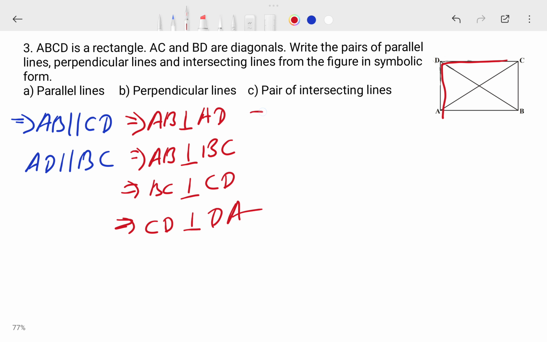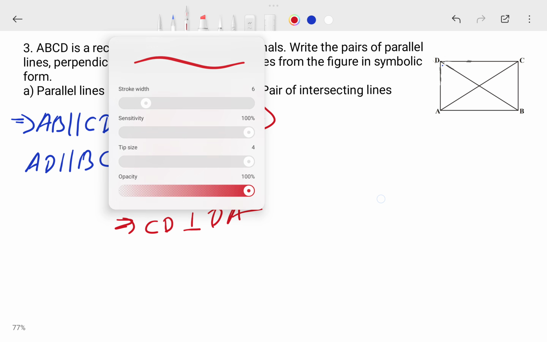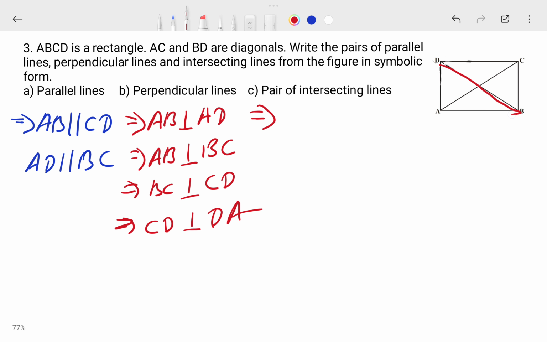Now let's talk about the third one. The third answer is very easy. It is telling about intersecting lines. If you see here, AC is one line and BD is one line. Both are intersecting here.